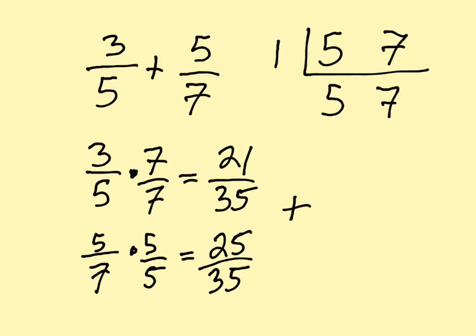I add those together, I get 46/35 because I keep the same denominator. And then I could try to turn it into a mixed number if I wanted to, but there's no reason to do that.